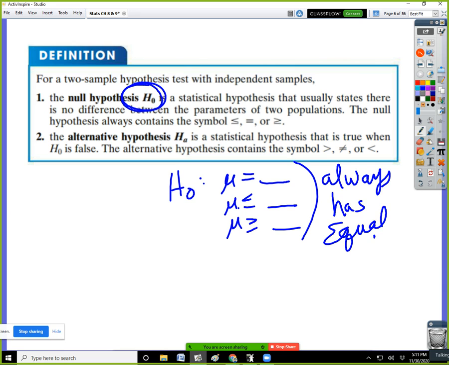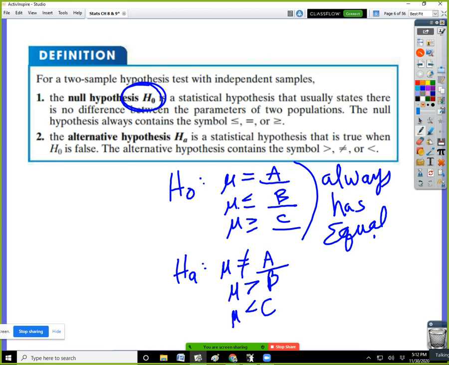Okay, so a two-sample hypothesis test with independent samples. Again, your null hypothesis H0 is always something that has an equal sign, right? Mu equals something, mu is less than something, greater than something. And then your H alternative is always the very opposite of that. So it's mu does not equal that same thing. Let's call this A, call this B, and call this C. So mu does not equal A, or mu is strictly greater than B, or mu is less than C. Does that make sense? It's all just the exact opposite, okay?